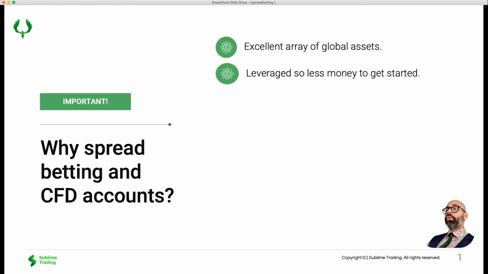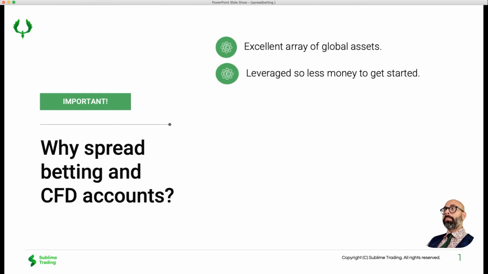What that means is that you do not need to put up the whole cost of an asset. So let's say a stock may be £100 or $100. You may only need to put up £10 or $10, but you still have the full weight of the cost of that stock. So if the cost of that stock is $100, you put up $10, you still have the weight of $100 behind you. These are leveraged vehicles.